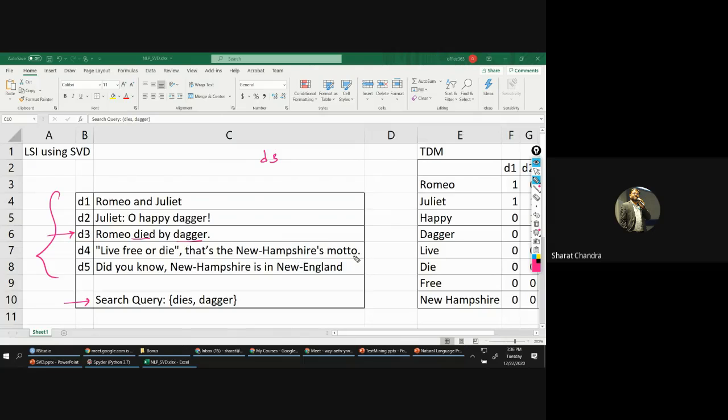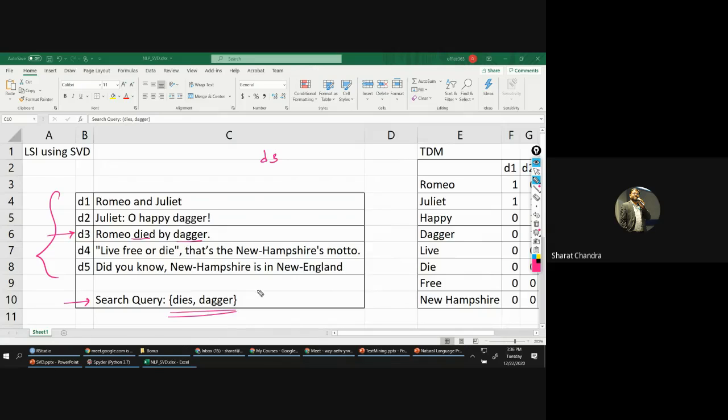That's the New Hampshire motto. Did you know New Hampshire is in New England? New Hampshire is in New England. So these are the 5 different sentences, or documents, that we have. And I'm doing a search using a query key.